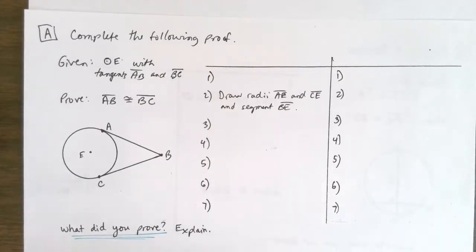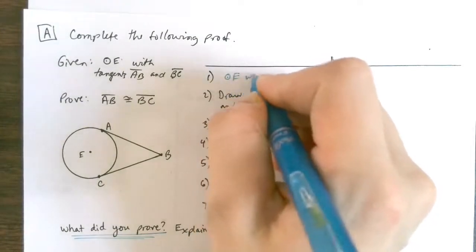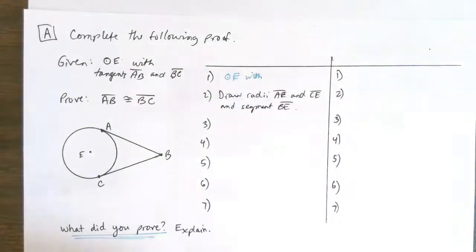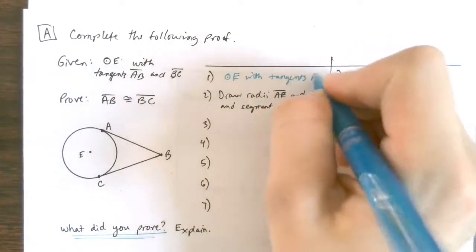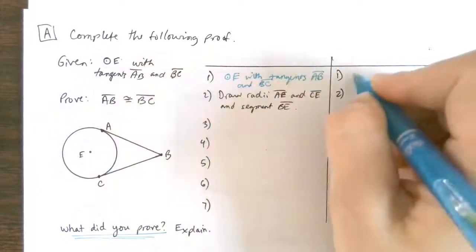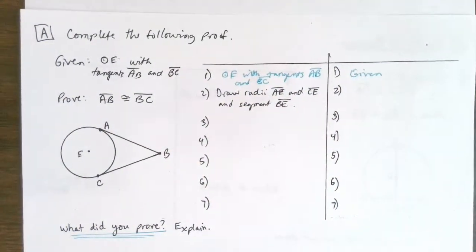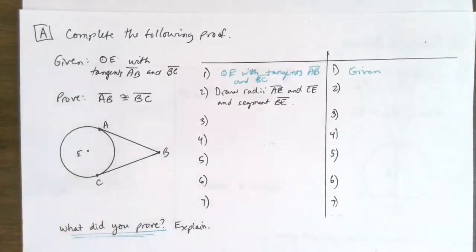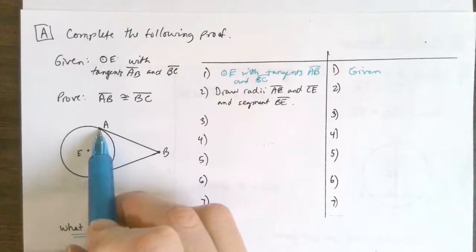So given information, obviously our given information is that we have circle E. That means we know E is the exact center, with tangents AB and BC stated, just because sometimes it's hard for us to know exactly if there's more than one point of intersection here that are just really close and we can't see with our eye.